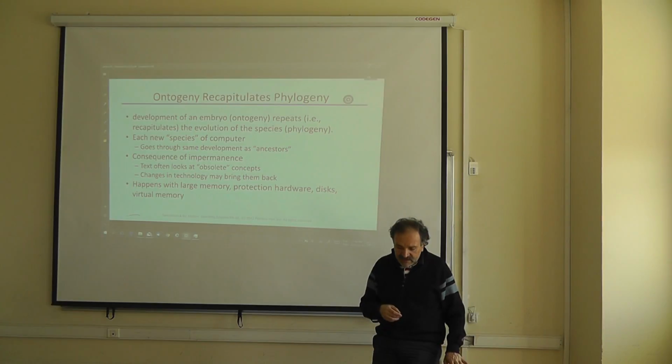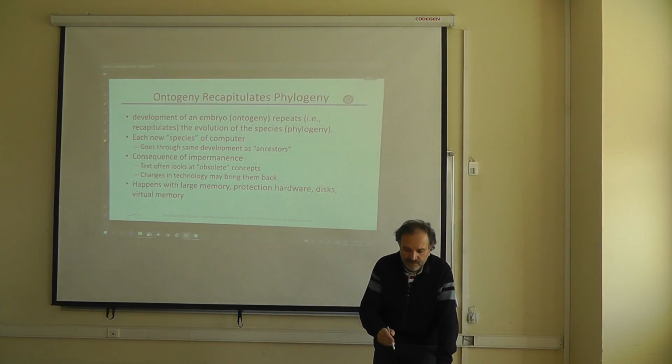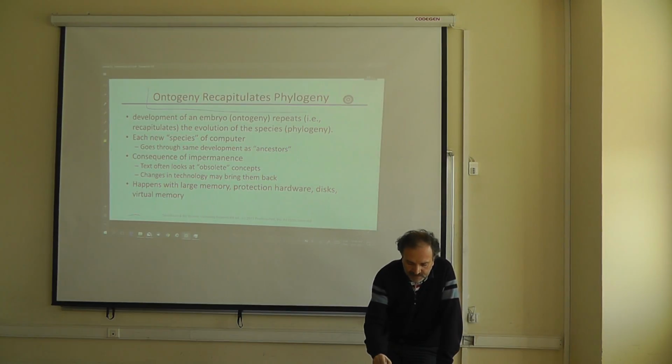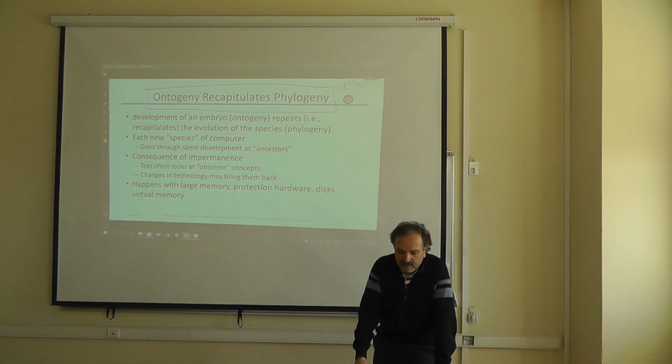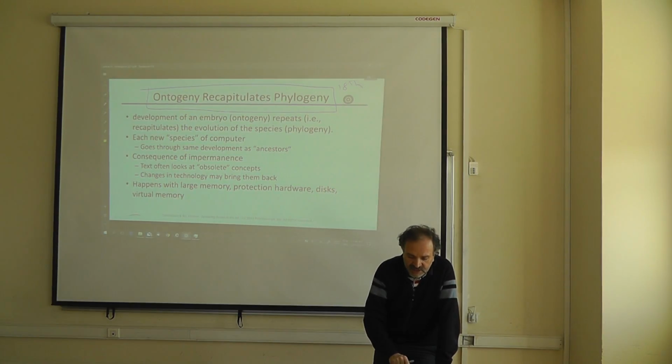Okay, let's talk about this, and I will end my class doing this. This one is from the 18th century. Somebody said this: ontogeny recapitulates phylogeny. It means that the development of an embryo repeats the evolution of the species. Ontogeny is the embryo, recapitulates means it repeats, and phylogeny is the species.